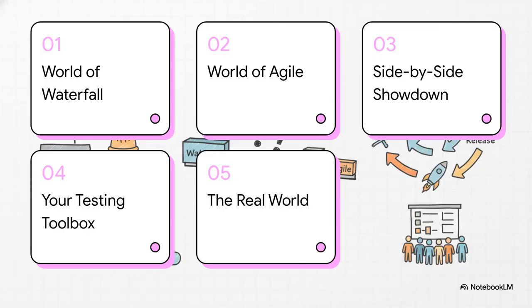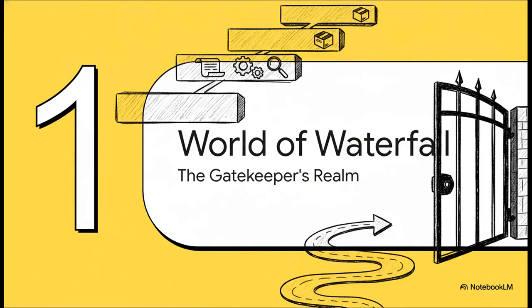Okay, so here's our game plan. First, we'll walk through the World of Waterfall. Then we'll jump into Agile. After that, we'll put them head-to-head in a showdown. We'll check out your testing tools, and then we'll wrap it all up with how to use this knowledge to succeed out there in the real world. Let's do this. All right, first stop, the World of Waterfall.